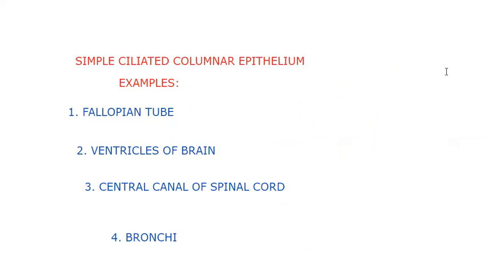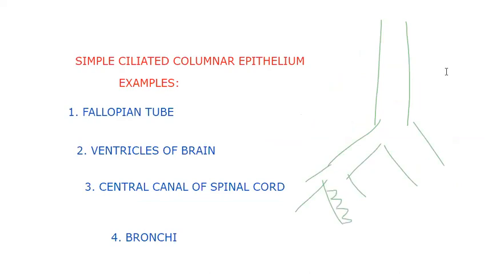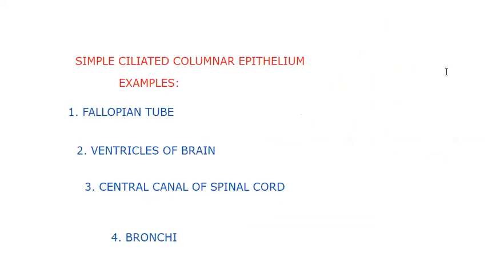What are bronchi? Bronchi means the branches of the trachea in the respiratory system. They are also lined with ciliated columnar epithelium. Okay, so that's about the bronchi. So ultimately we need to remember simple ciliated columnar epithelium. Examples: fallopian tube, ventricles of brain, central canal of spinal cord, and bronchi.